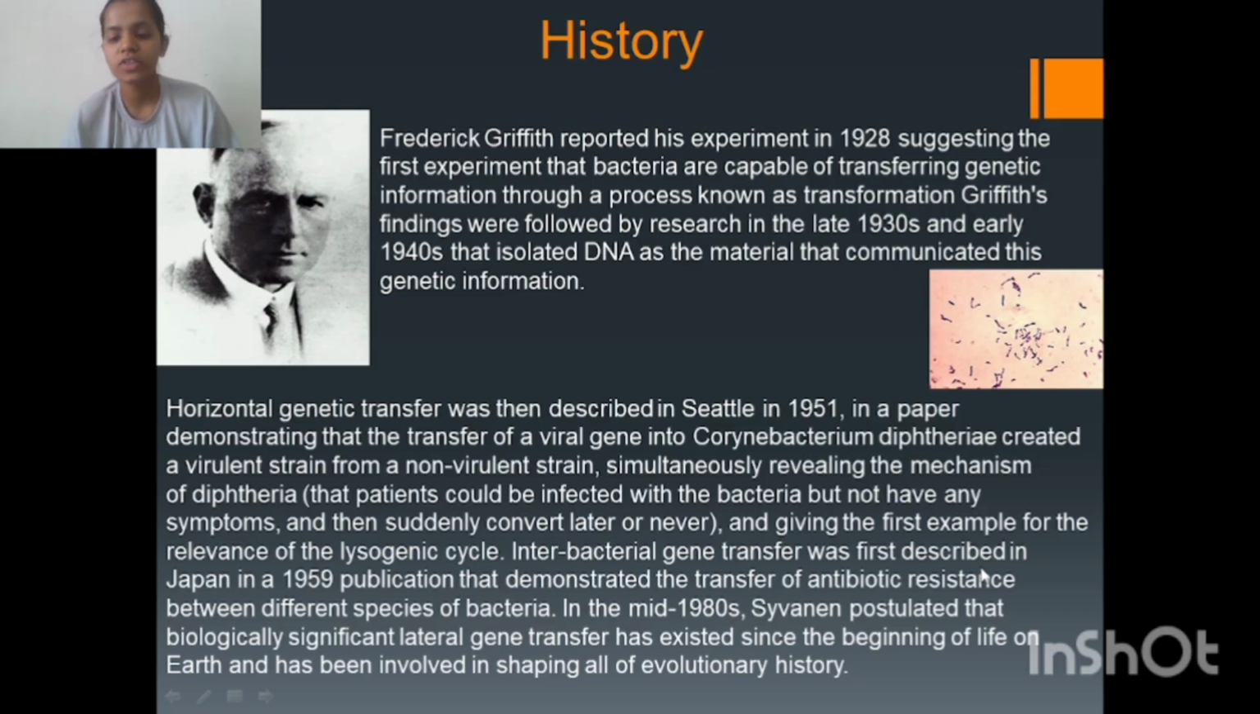Interbacterial gene transfer was first described in Japan in 1959, publishing that demonstrate the transfer of antibiotic resistance between different species of bacteria. In the mid-1980s, it was postulated that biological significance lateral gene transfer has existed since the beginning of life on Earth and has been involved in shaping of all evolutionary history. So, this was an overview of history of horizontal gene transfer mechanism.